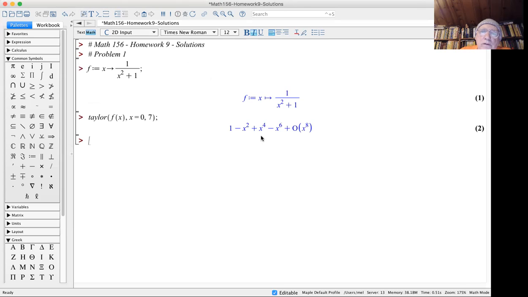And this is it. So 1 minus x squared plus x to the 4th minus x to the 6th. So the Taylor polynomial is this, and this is an estimate for the remainder term of the error. So this is approximately equal to this. So in this case, P6 is equal to that.